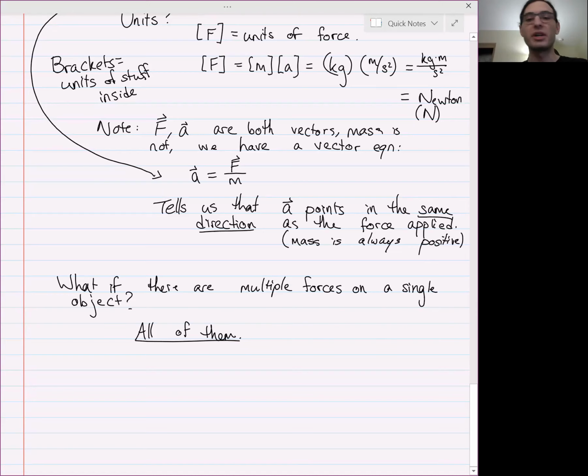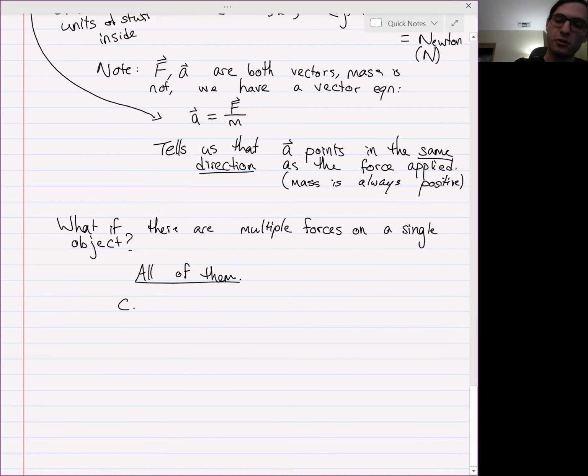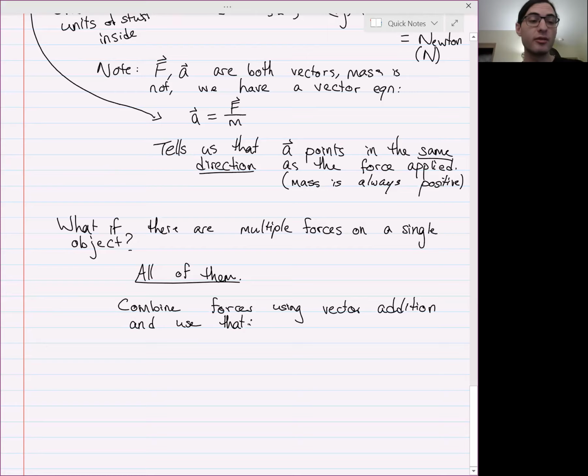What we do is we combine the forces using vector addition. Because they are vectors, we can add them up and use that combined force. The name that we give for this composite force is usually called the net force. And that is what fits into the equation.